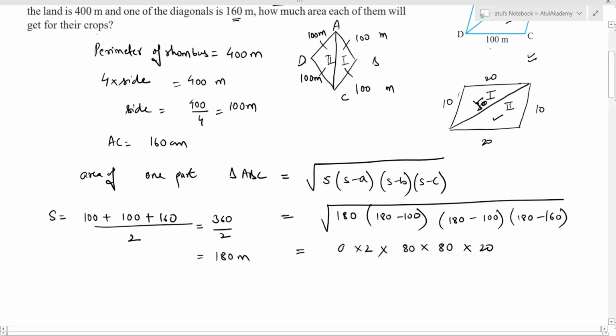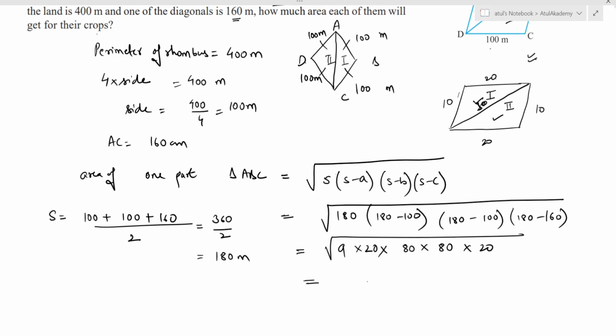I'll change 90 as 9 into 20. Now, whenever you have a square root, we look for pairs. 9 is 3 into 3. This is 20 into 20, 80 into 80. So I have pairs. Square root of 9 is 3. Square root of 20 into 20 is 20, and that will be 80.